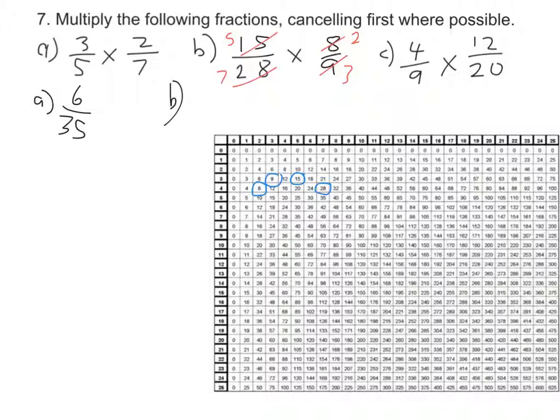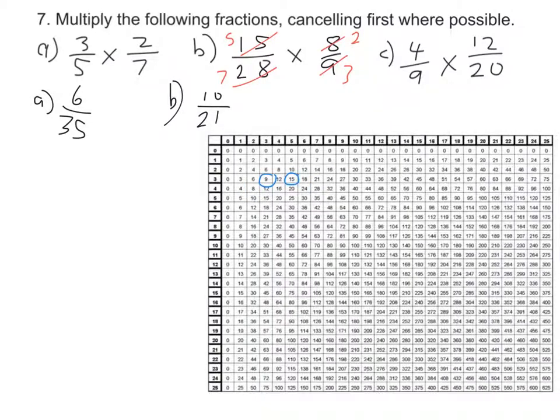So now I've simplified diagonally. Now I can multiply horizontally. So 5 times 2 is 10, and 7 times 3 is 21. Okay, so next question. I'll just get rid of this.